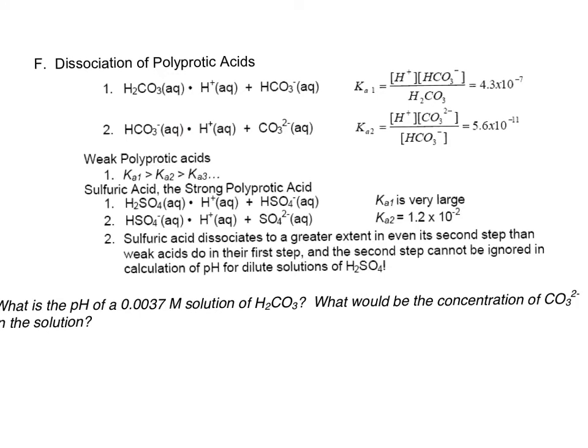Now there's only one polyprotic acid that is strong. All of them are weak except for sulfuric acid. It's the only strong polyprotic acid. And for almost all polyprotic acids, it's the K1 that's important. But in sulfuric acid, it's the K2 that you're going to be using.